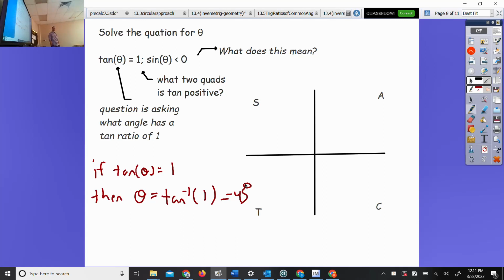Now, this one's got some other stuff. It has this little thing off the side that says sine of theta is less than 0. What's that mean about the sine ratio? It's less than 0. If something's less than 0, what does that mean? It's negative. So that little disclaimer off the side is saying, where is the sine ratio negative?